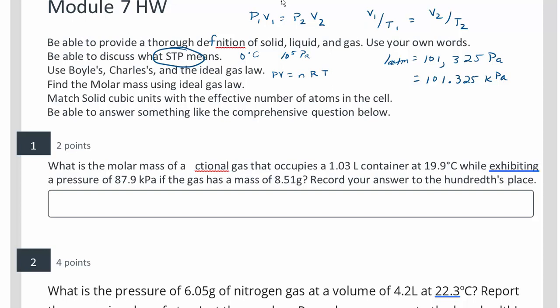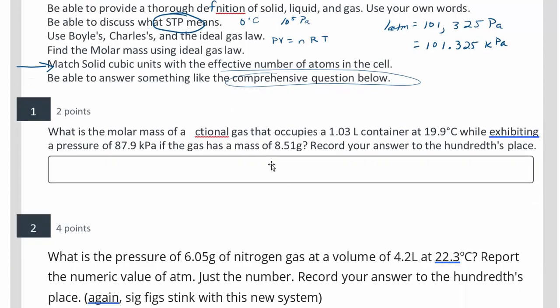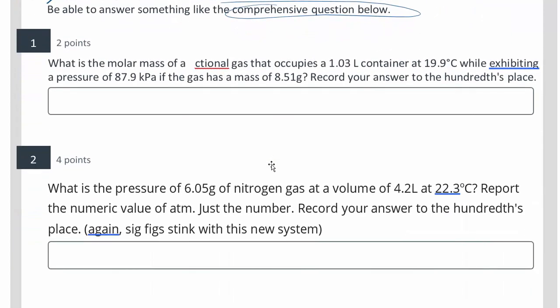There are practice problems within the classroom for that, as well as be able to match solid cubic units with the effective number of atoms in each cell. And there are pictures of those solid cubic units in the lecture. And also the comprehensive question below. Now, this comprehensive question, you should also be preparing for the final with these comprehensive questions, but we'll go over it.